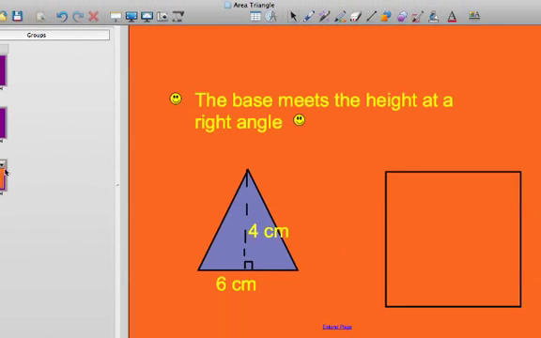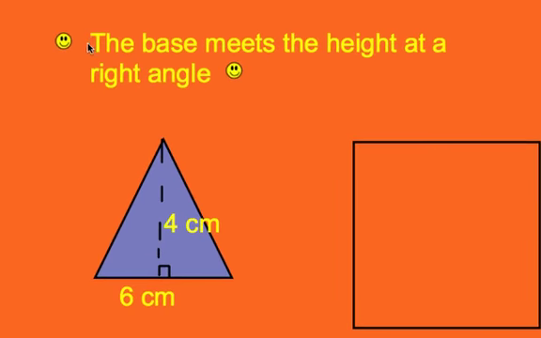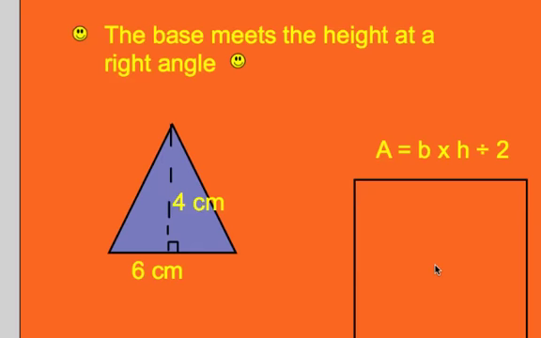So we'll just look at one example here. And remember, with these, just like with parallelograms, the base meets the height at a right angle. That's the hangout spot for all these things. All right, so we're saying that the height is 4 centimeters, the base is 6 centimeters. So what's that formula again? It's not something you need to memorize necessarily, but it would be nice. That formula is base times height divided by 2.